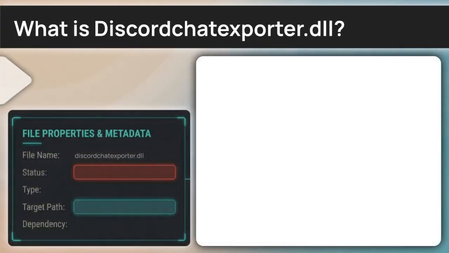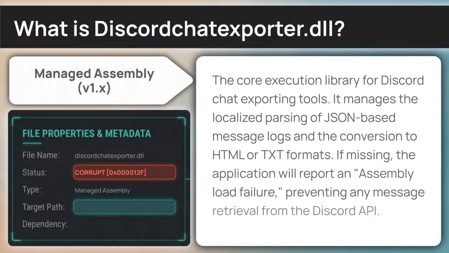This is the Discord Chat Exporter module, the core execution library for Discord chat exporting tools. It manages the localized parsing of JSON-based message logs and the conversion to HTML or TXT formats. If missing, the application will report an assembly load failure, preventing any message retrieval from the Discord API. Now that you know how the file works, let's focus on the how and fix the issue.